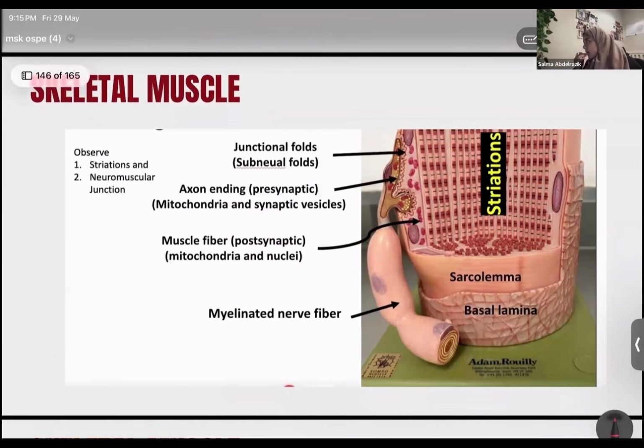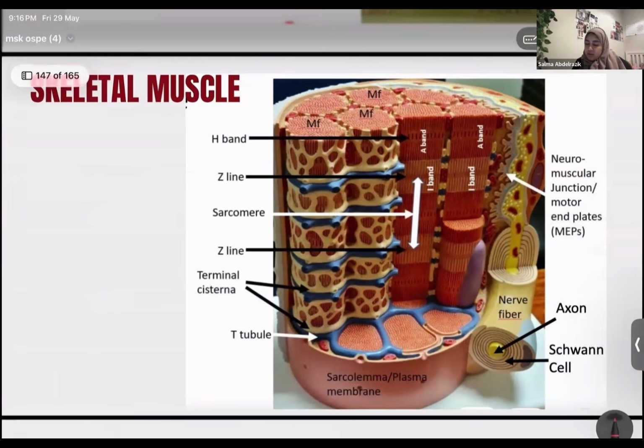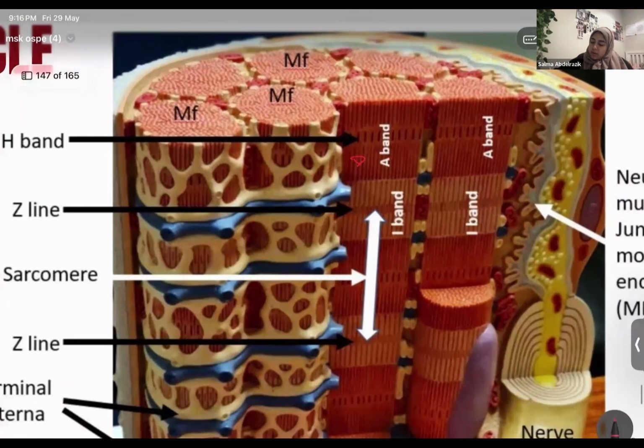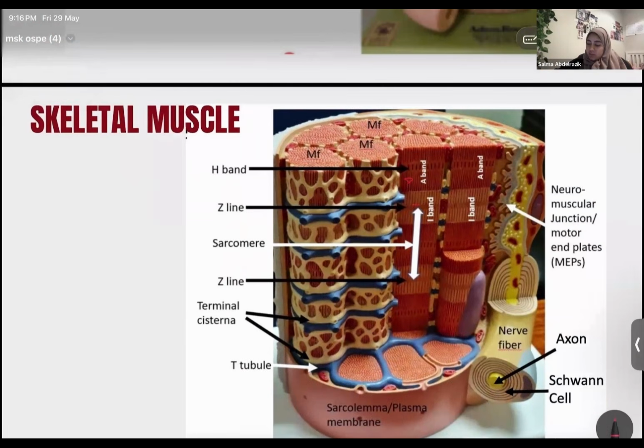This is the models themselves in the lab. Highly doubt it's gonna come on the muscles, but I put it just so you can visualize what's going on, like striations are here. And then you have another model where you can see the I bands, H bands. So we said darker is A band, and lighter is I band. And Z line is the connection between the I bands, or something like that.